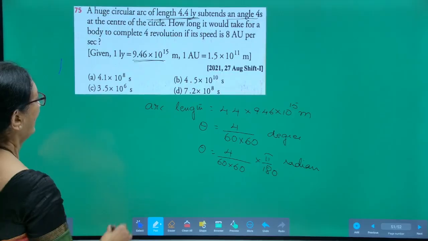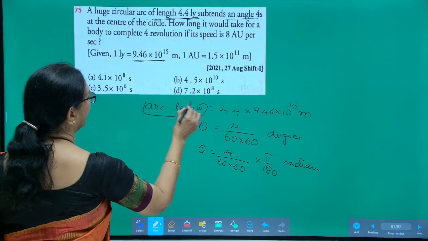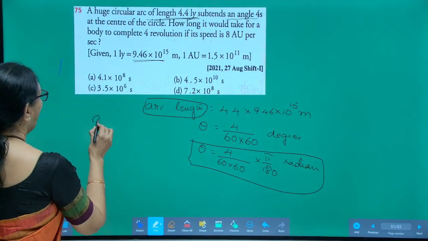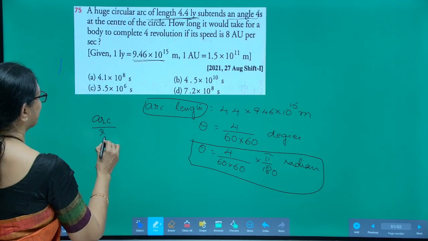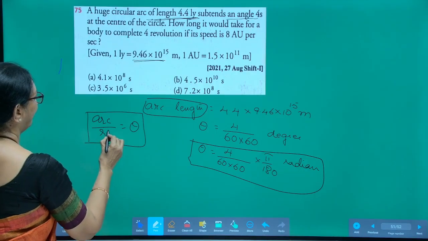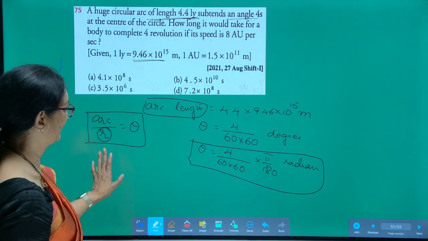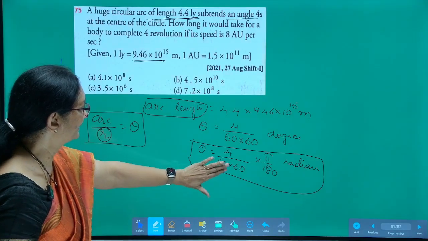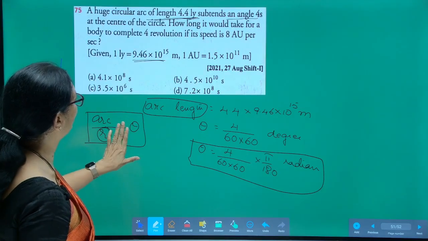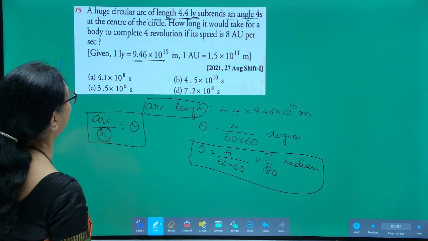Now, arc length is given to you and theta is given. Arc by radius is equal to theta. From this we can find out the radius. Arc length by theta is equal to radius. From that formula you can find out the radius.